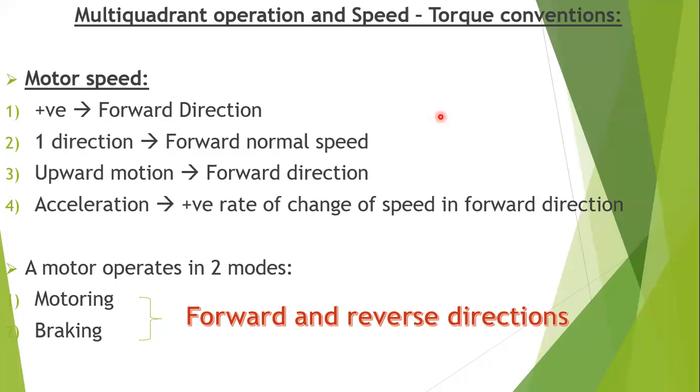So from this, motor will be operating in 2 modes. What are the 2 modes of the motor? First one is motoring and second one is braking. So in motoring, forward and reverse direction is there, and in braking also there will be forward and reverse directions.